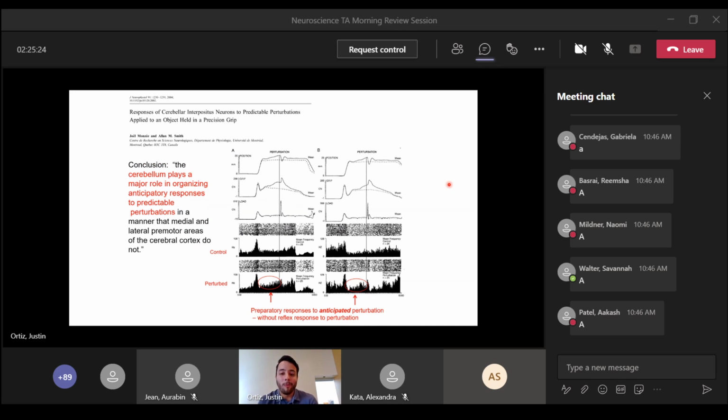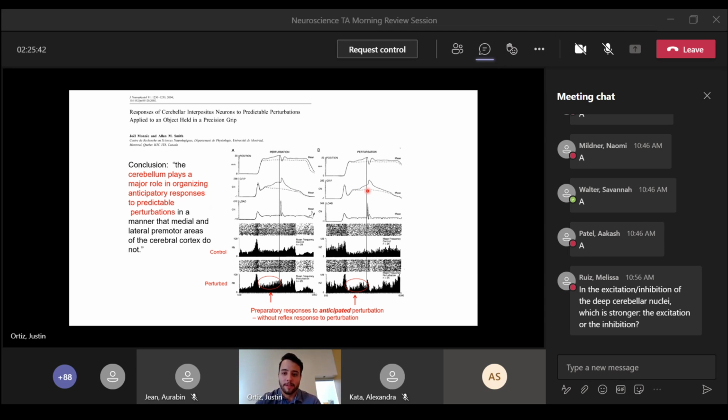So again, one thing important to know is that the cerebellum plays a major role in anticipation responses. That's the most important thing you want to note here. That before something's actually going to happen, the cerebellum plays an important role. That should be good enough in regards to this. You don't need to worry too much about that.